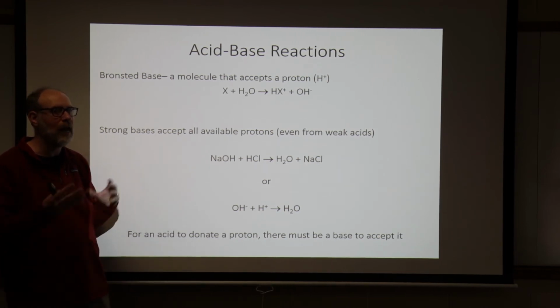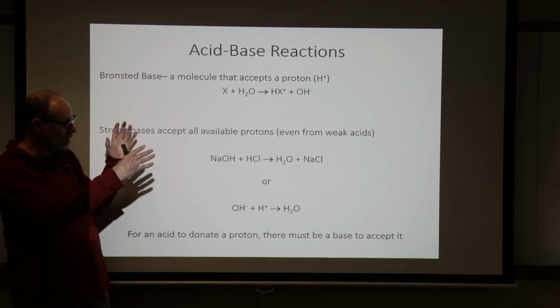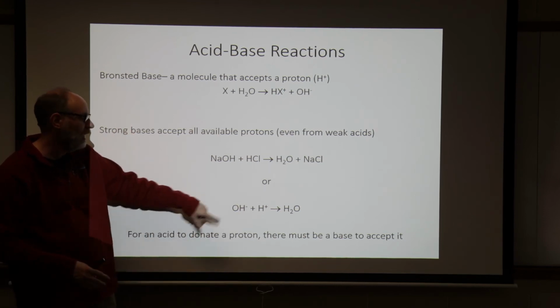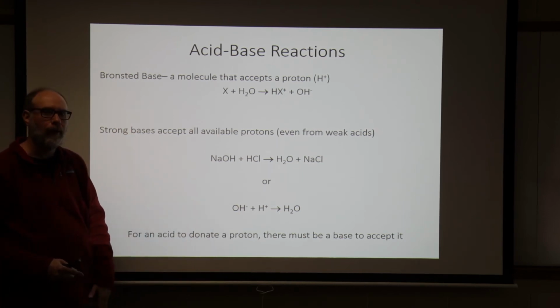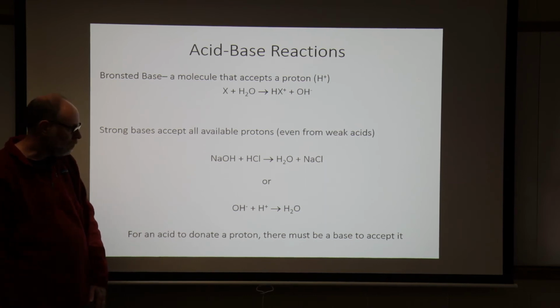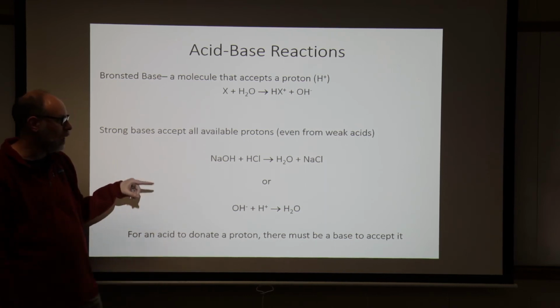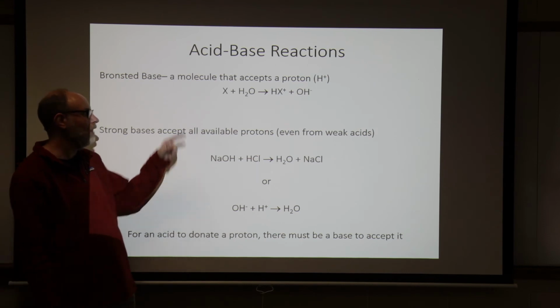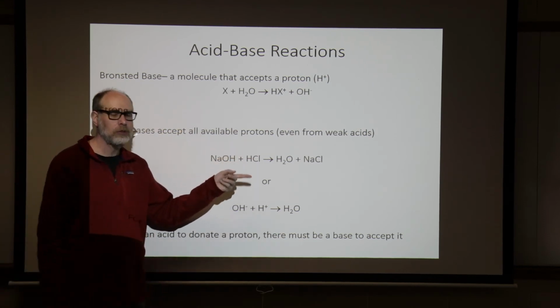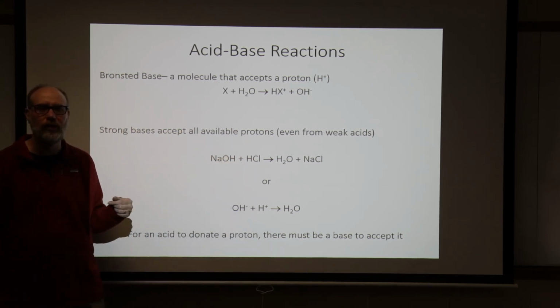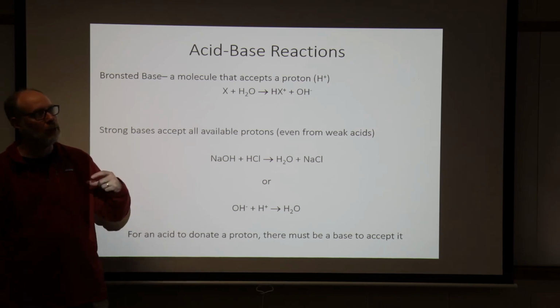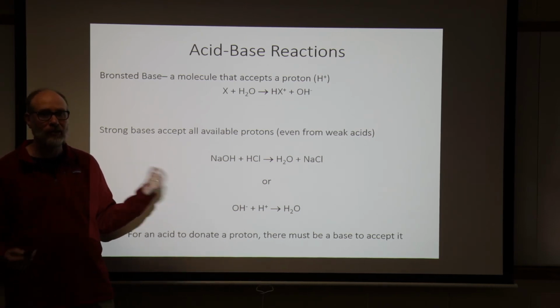And pretty much any acid-base reaction, if you get it down to its net ionic equation, is going to look something like that. And so we just have to remember that if we have an acid that's donating a proton, there has to be a base that's going to accept it. And if we have a base accepting a proton, there's got to be an acid that's going to donate it.